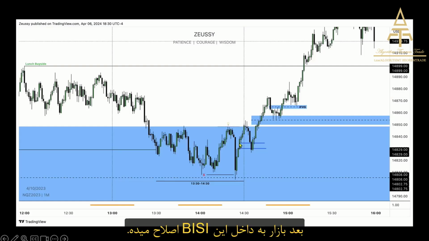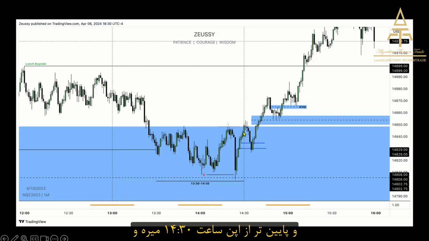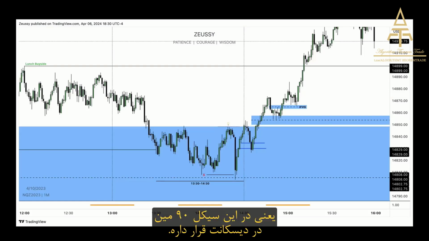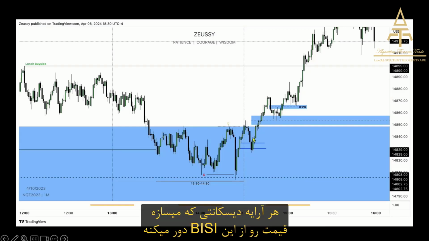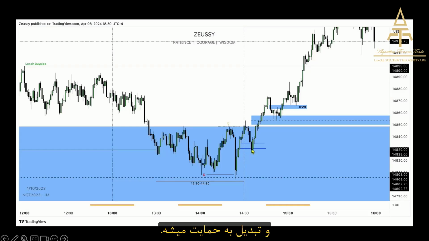A BC gets formed, market retraces into that BC, market trades below the 230 opening price, meaning price is in a discount relative to the current 90-minute cycle, and there a low forms and the market continues higher. Every single discount array that forms after market trades away from this BC is functioning as support on price.